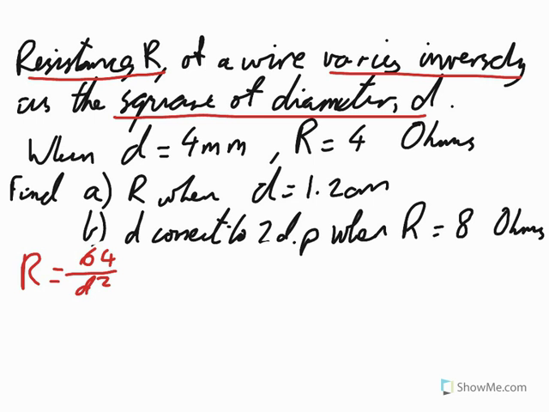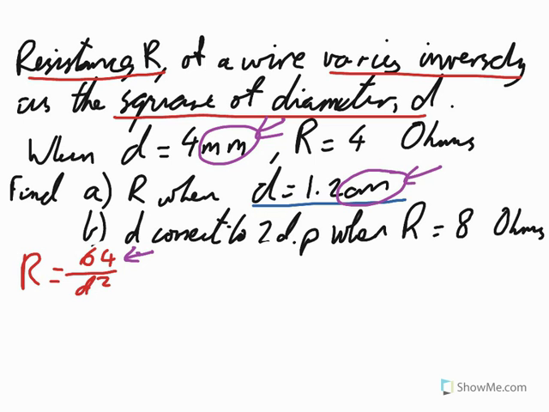Next example. It says find R, the resistance when D is 1.2 centimetres. Okay, so there's our bit of information. Now I want to point something out that you may or may not have already noticed: those two units are different. This 64 was worked out using 4 millimetres. This 1.2 is not millimetres, but centimetres.